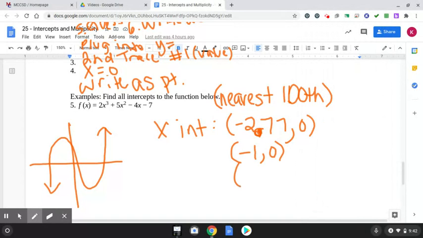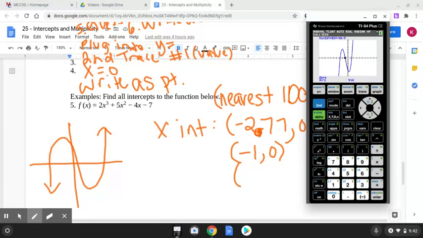And then the last one, second, trace, number 2 again. I move my cursor to be on the left side of it, I'm going to be below the x-axis. Right bound, then we'll be on top of it. Don't go too far that you can't see the cursor anymore. And then this one is 1.27, 0.